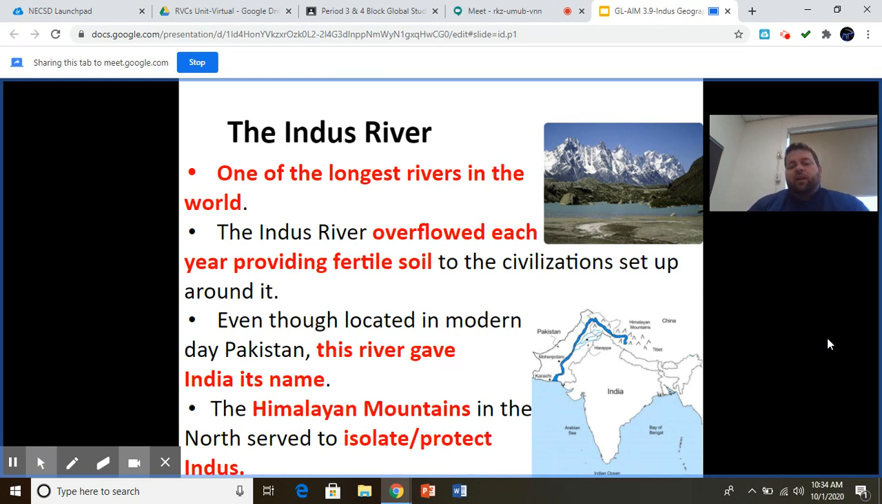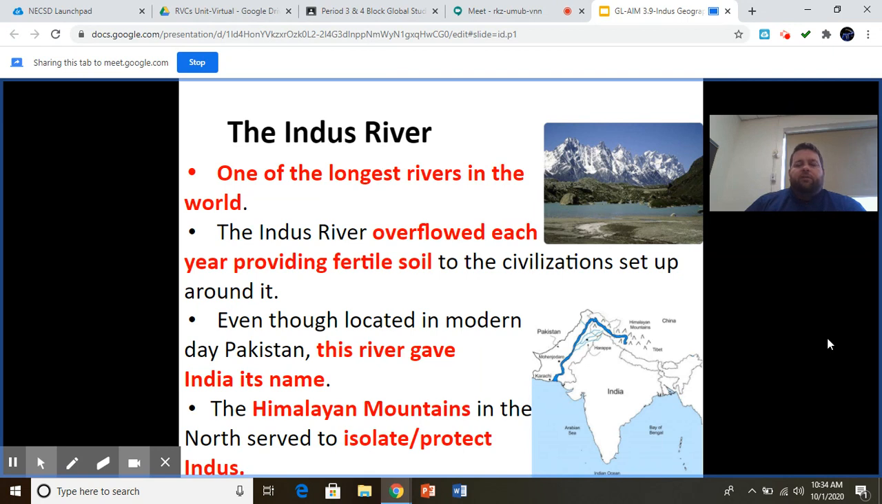So hopefully, this is the fourth of our four river valley civilizations, so this will be the last time I'm repeating it. But it bears repeating because it is the main point of this whole unit that you guys understand the mechanics of how these rivers support life. Okay, so the Indus River gives India its name. That's where the name of that country / subcontinent comes from.